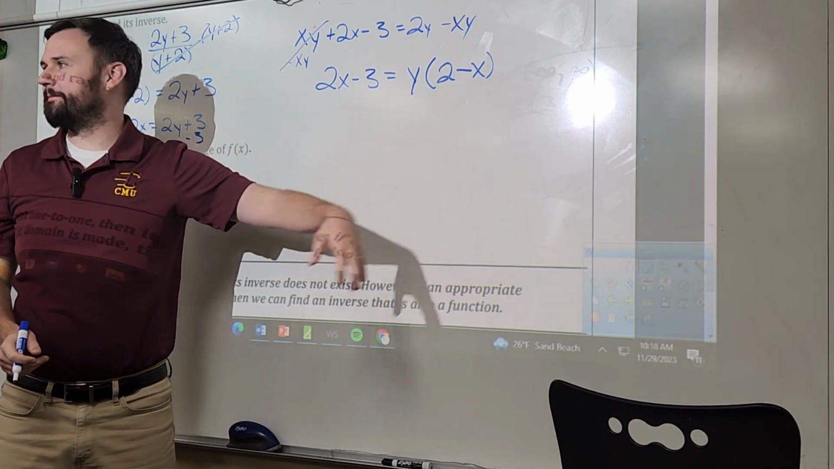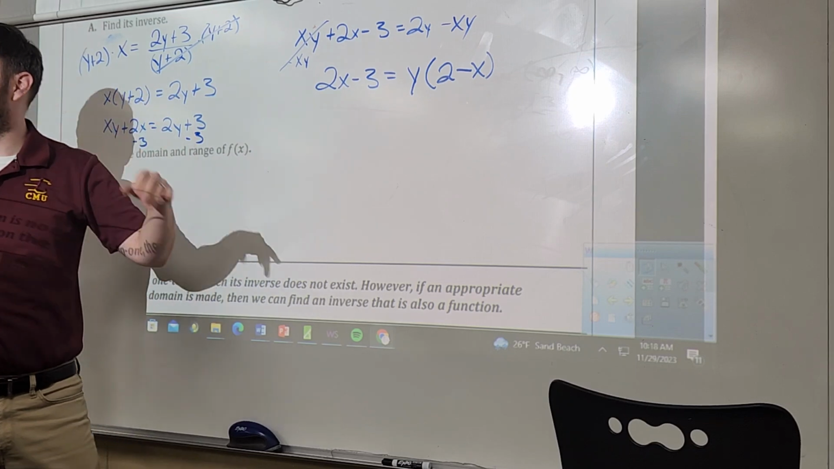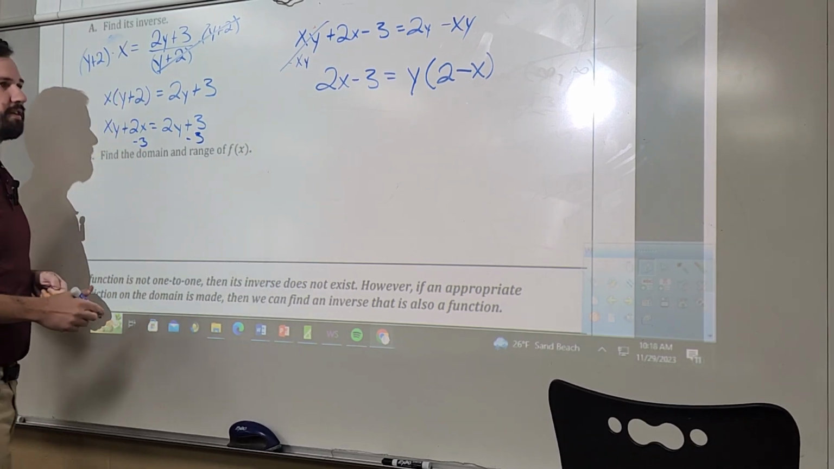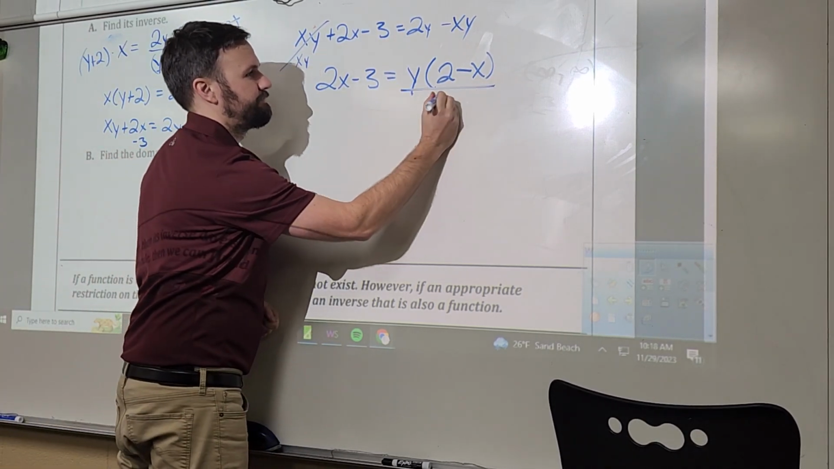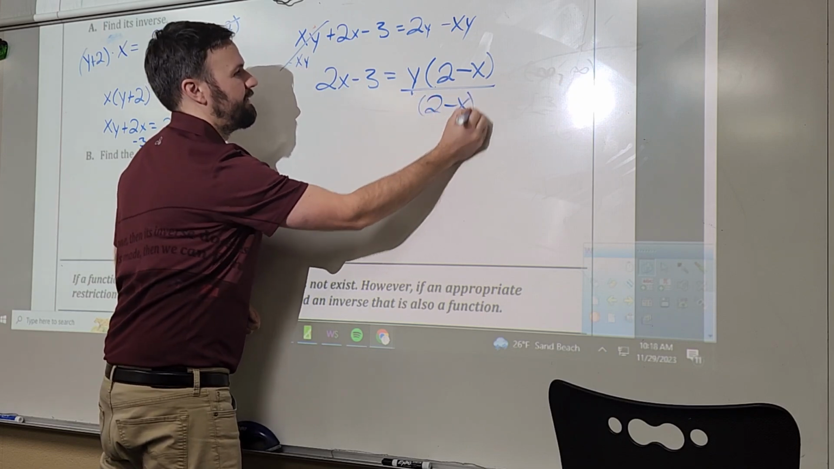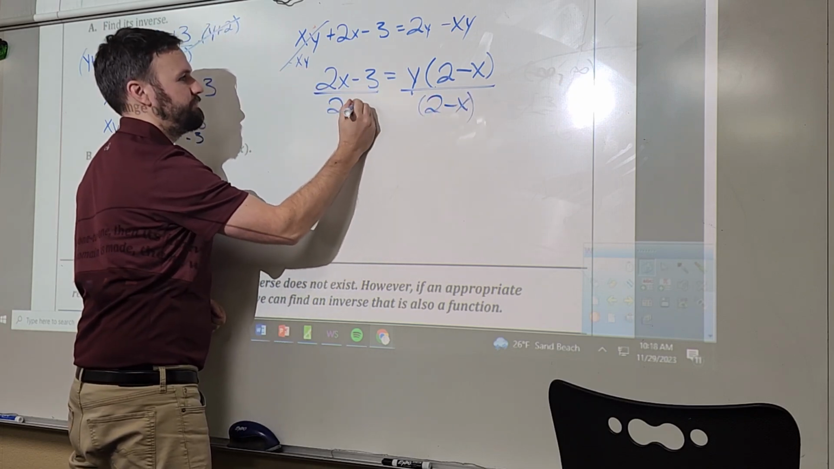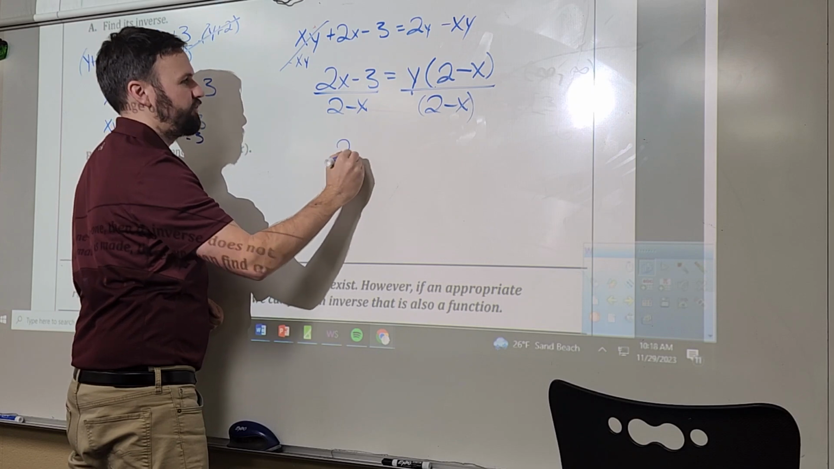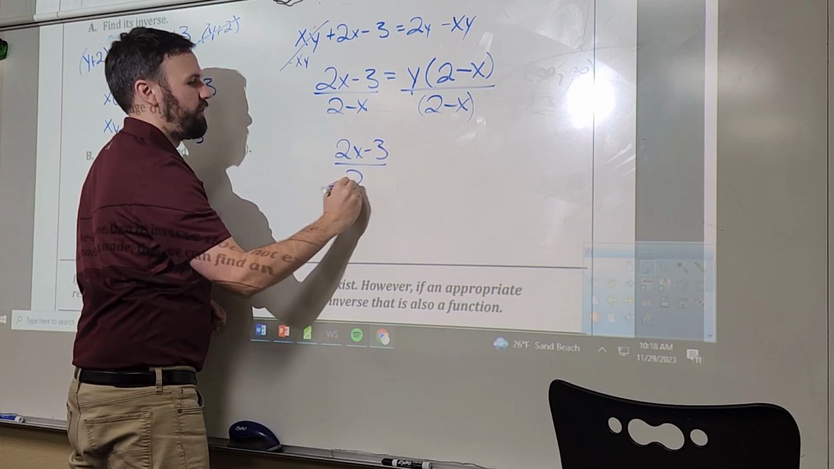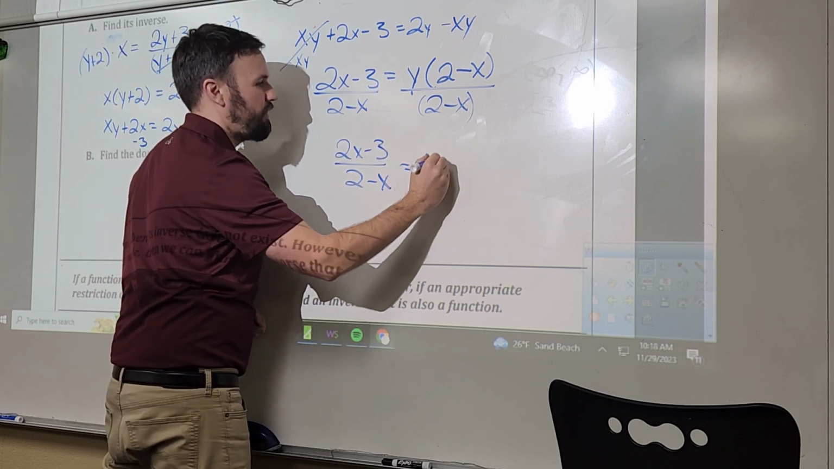That's one number, isn't it? I know there's a variable in it, but it's one number. So what can I do to both sides of it? Divide, right? So I get 2x minus 3 over 2 minus x equals y.